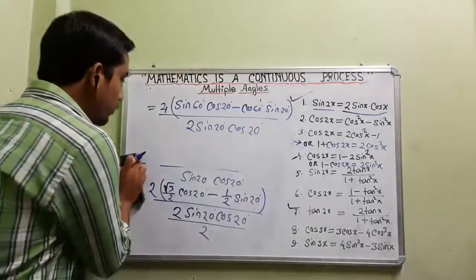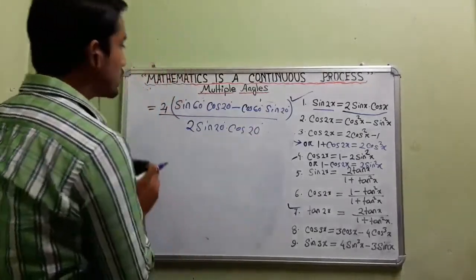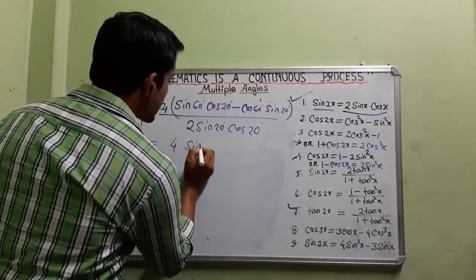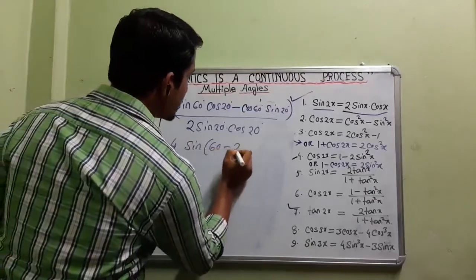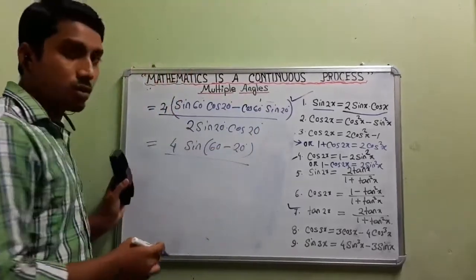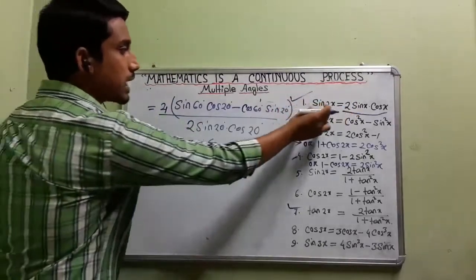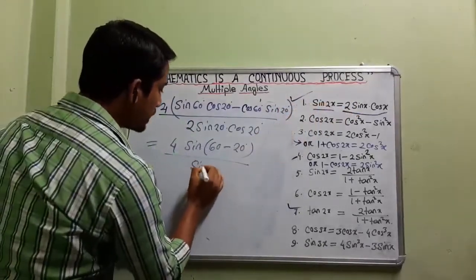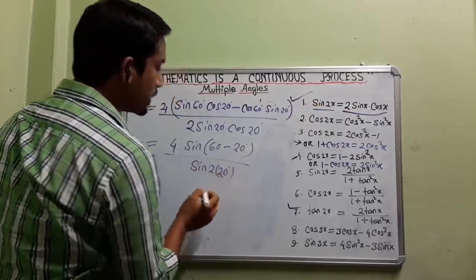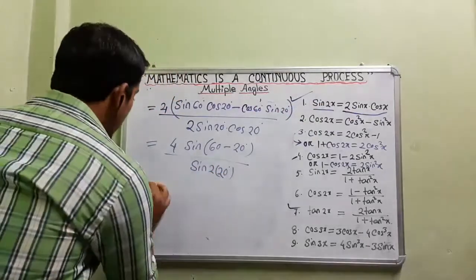Now let me put the formulas. In the numerator we can put sin A cos B minus cos A sin B, that is sin (A minus B), that means A is 60 minus B is 20. Divided by 2 sin theta cos theta, or 2 sin x cos x, we can write sin 2x, so it will be sin 2 into x, x means 20 degree, that means 2 into 20 degree, is that it? So let me calculate one more step.